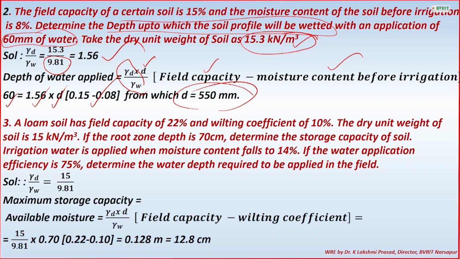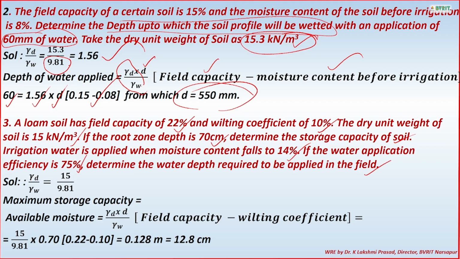Now let us see the third problem. A loam soil has a field capacity. Again, field capacity is given. Wilting coefficient is given. Dry unit weight is given. Root zone depth also is given. Very good. Determine the storage capacity of the soil. Irrigation water is applied when moisture content falls to 14%. If the water application efficiency is 75%, determine the water depth required to be applied to the field.